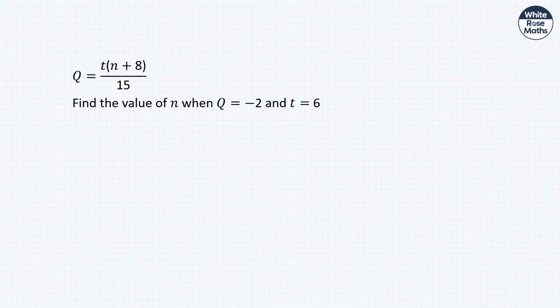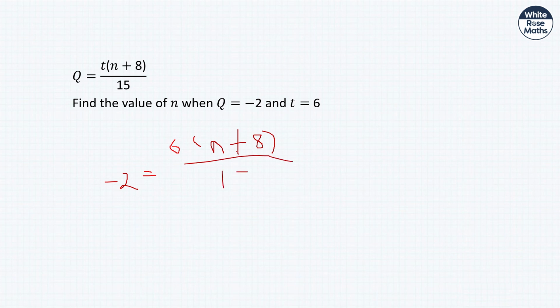This next one, again, more substitution. The last example for today's video. We're going to work out the value of n. We have minus 2 is equal to 6 lots of n plus 8, all over 15, so it requires a bit of rearranging to work out what n is.